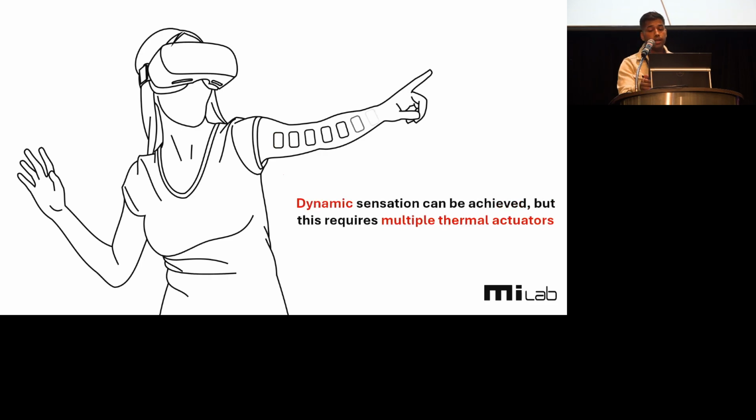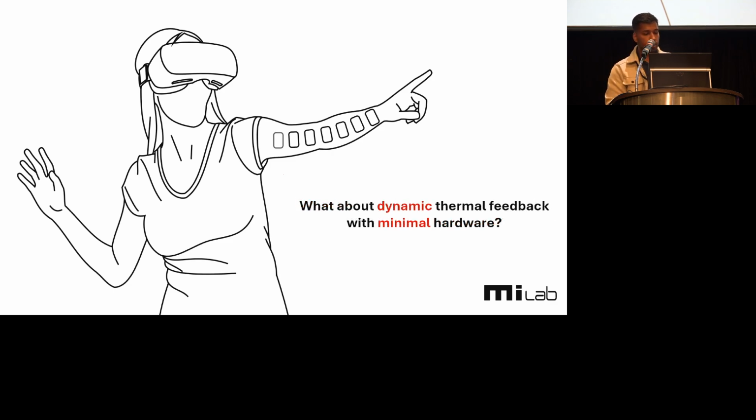To provide dynamic thermal sensation, the simplest approach would be to use a large number of thermal actuators and activate them sequentially. However, while this solution is conceptually simple, it requires a large number of thermal actuators that can complicate the setup design and lead to feasibility issues. So what if it was possible to provide dynamically moving thermal cues with minimum or even just one thermal actuator?